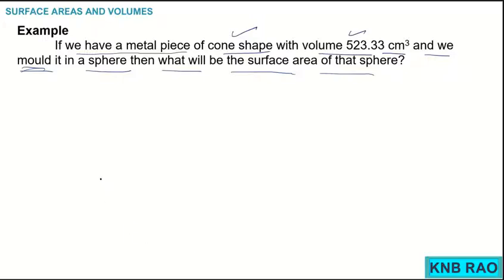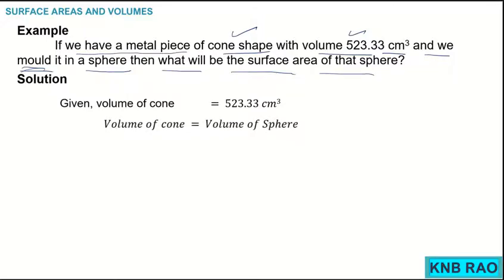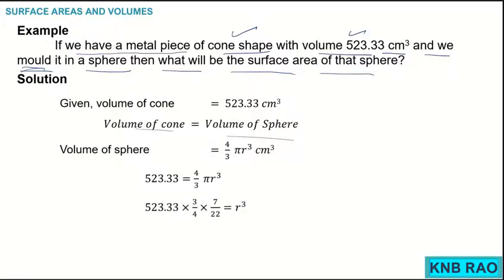Okay. Now here in the solution, the given volume of the cone is 523.33 centimeter cube. Here volume of the cone is equal to volume of the sphere because they are getting molded. So 4 by 3 pi r cube should be equated to 523.33 centimeter cube. So on transposing the values of 4 by 3 and pi, r cube equals 523.33 into 3 by 4 into 7 by 22. On simplification, you will get 125 as r cube, thus the r value becomes 5 centimeter.